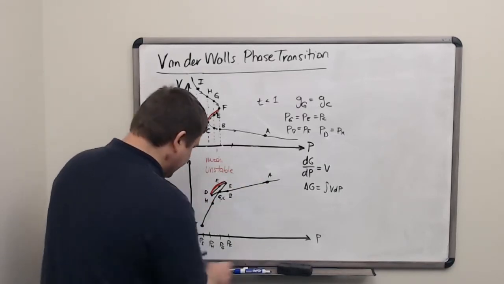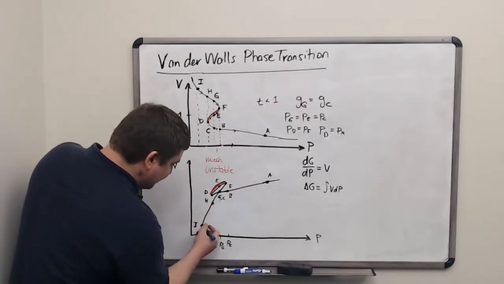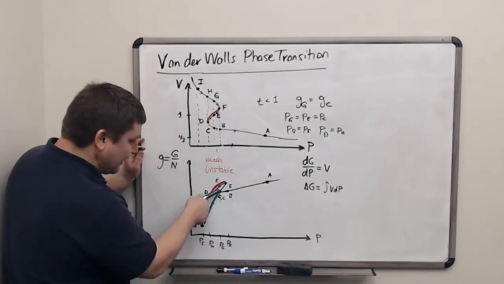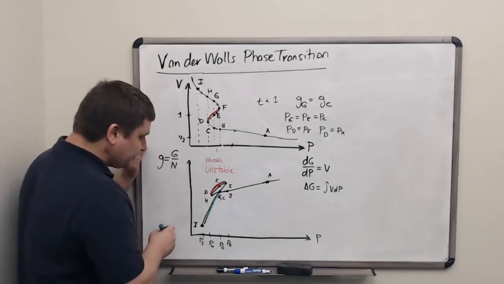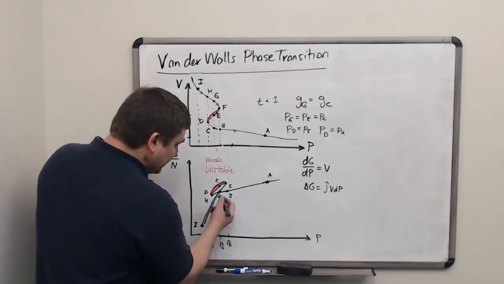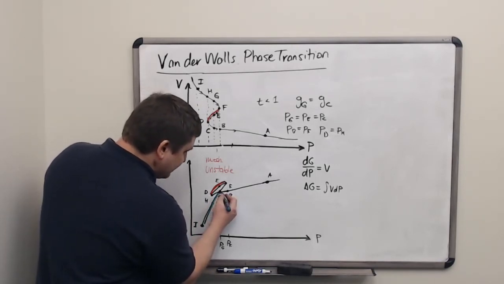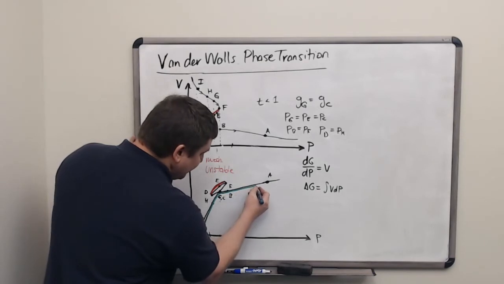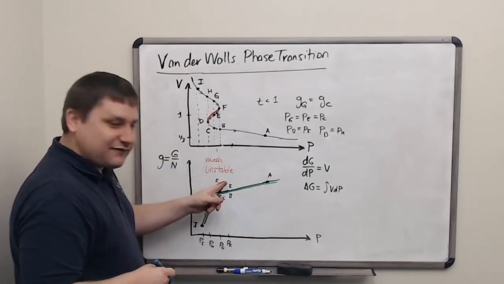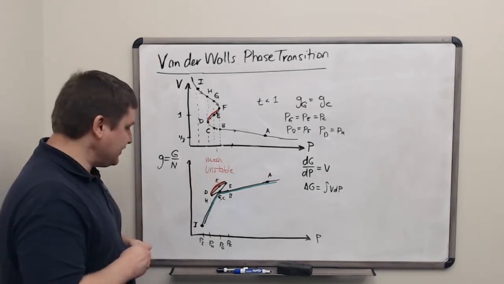That means that the real system, if it's taken from I to H to G, will follow this pattern. It will not go on this piece between D and H, because that has a higher Gibbs free energy. As it continues, it will jump straight to point C and continue this way. It will not go from G to F, because that has a higher Gibbs free energy.